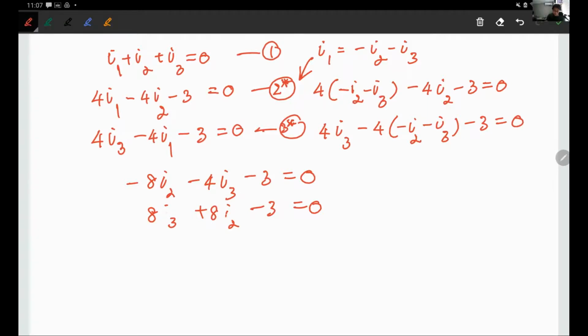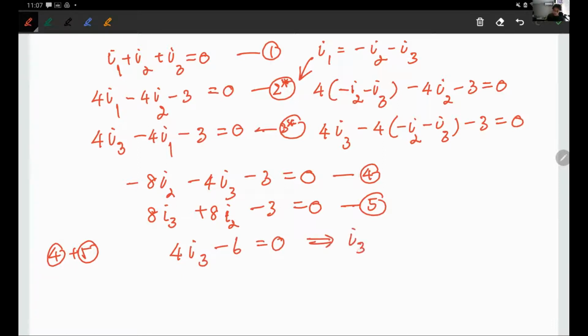Here we go. So I can solve for I2 and I3 now. Let me call these equations 4 and 5. I just sum these two equations together to eliminate I2. So I'm getting 4I3 minus 6 equal to 0. So I3 is just 3/2, 1.5 if you want. And done! If my calculation is correct, I hope it is.